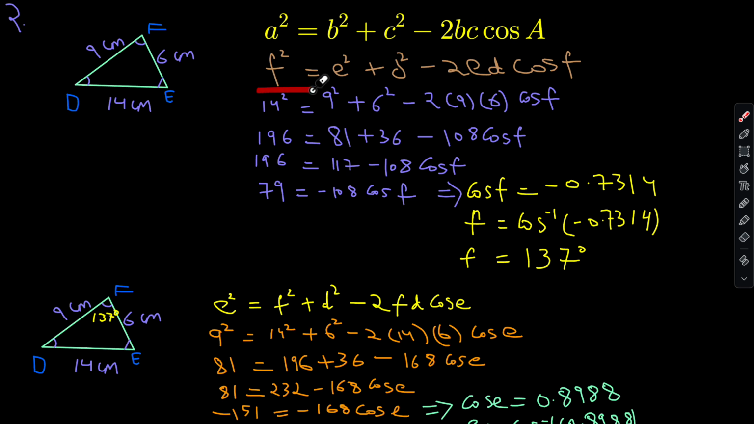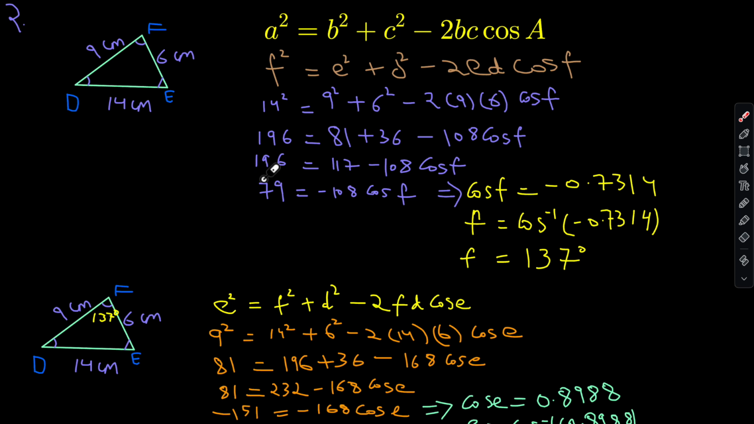It will become f square equal to e square plus d square minus 2ed cos F. Again, the angle and the side you are finding should be the same. Because we are finding the angle, we will substitute the values. So 14 square is equal to 9 square plus 6 square minus 2 times 9 times 6 cos F. Simplifying it further, 14 square is equal to 196, 9 square is equal to 81, 6 square is 36, minus 2 times 9 times 6, which is negative 108 cos F.